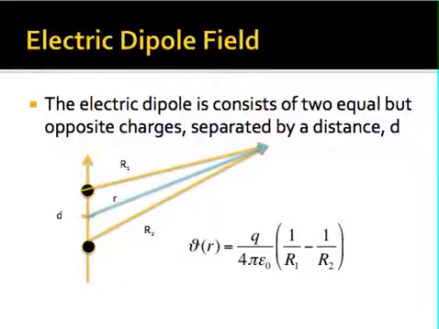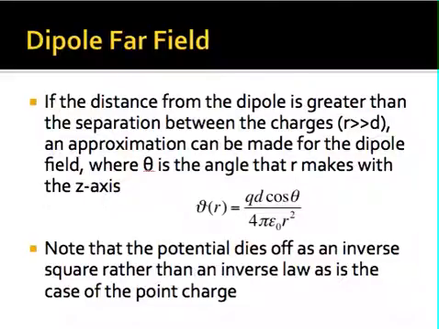Then you make some assumptions, and the main assumption is that you're much farther away from the dipole than the positive and negative charges are separated from each other. In other words, you're pretty far away from this dipole. And if you do that, then you can make an approximation based on doing a little bit of trigonometry and putting everything in terms of little d and little r.